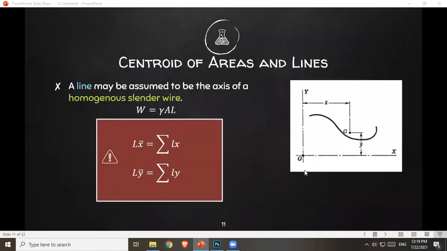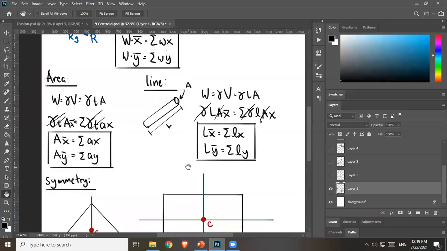Next, since we have an area, we also have a line. So a line may be assumed to be the axis of a homogeneous slender wire. For example, here, so you have your line. The centroid of a line doesn't have to be along its body. As you can see, here's an example. It's outside the body. So that's possible as well. And again, these are your equations to get that. Again, it's stated that a line is just the axis of a slender wire.